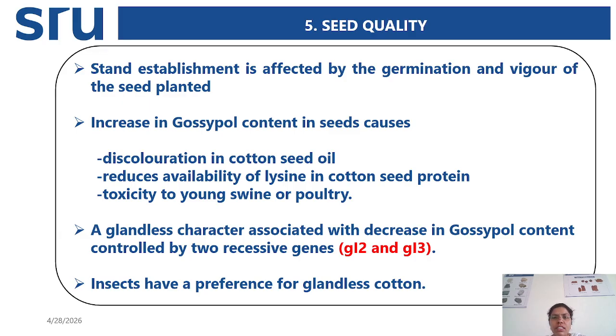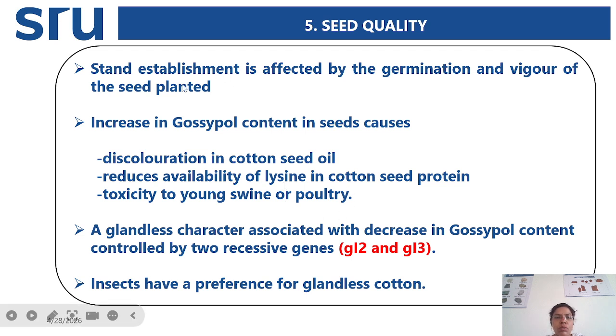The seed quality is also important because generally the gossypol content is a toxic component which is present in the cotton seed. If this gossypol content is more in the seed, it causes discoloration in cotton seed oil, and it reduces the availability of lysine in cotton seed protein, and it also leads to toxicity to poultry because this seed meal is fed to poultry.